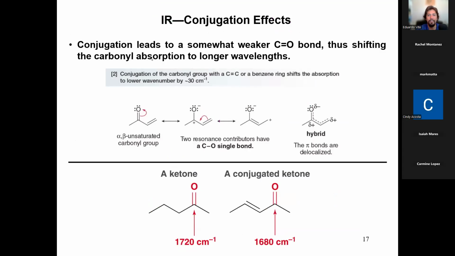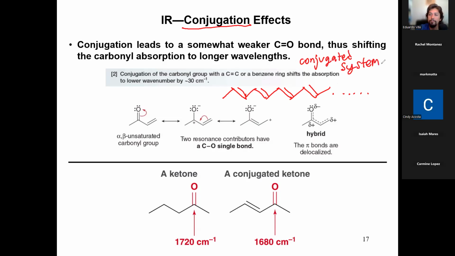Conjugation. This is another word you're going to be learning about. Conjugation means single bond, double bond, single bond, double bond, single bond, double bond. That's what that means. So when you see the word conjugated, that means the molecule has a single bond, with a double bond, with a single bond, with a double bond, to infinity, or as long as it needs to be, right? Whenever you see alternating single and double bonds, that's called a conjugated system.